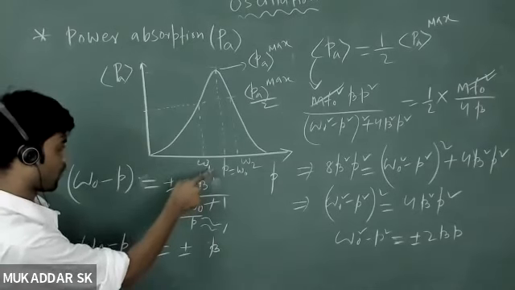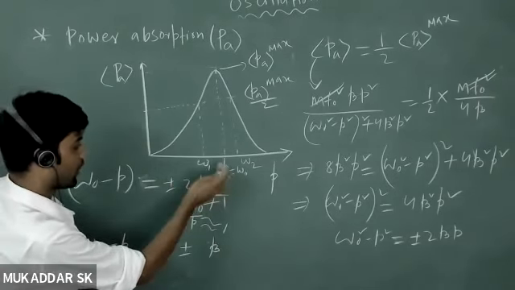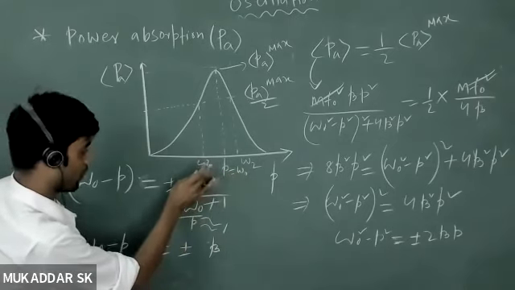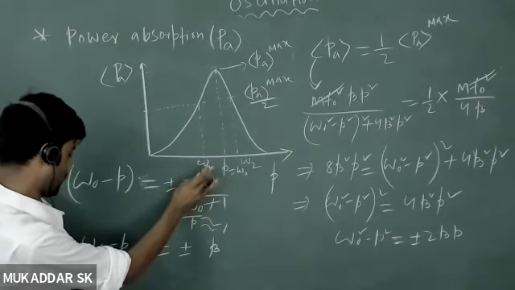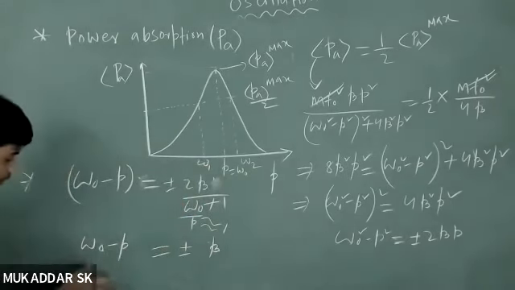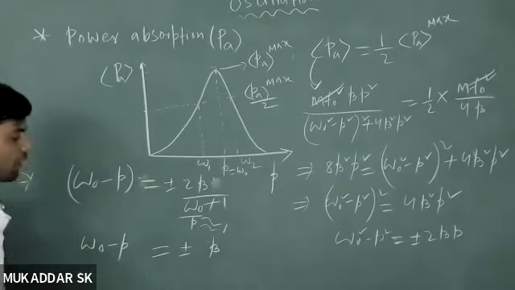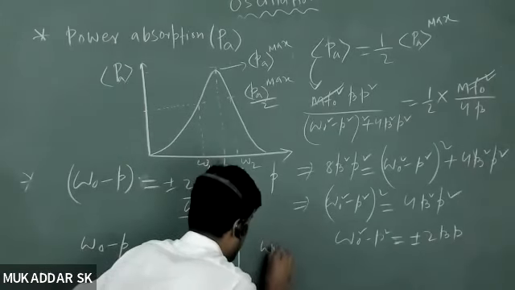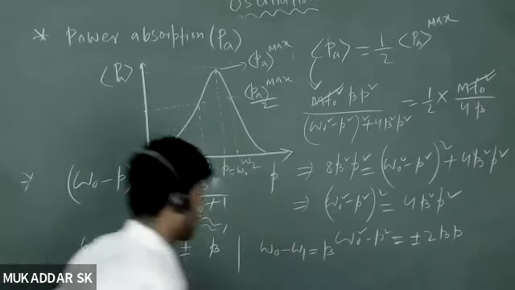Yes, sir. Because omega naught is bigger as compared to omega 1. So when you take driving frequency equal to omega 1, in that scenario you will get omega naught minus omega 1 equals beta. So what I am trying to say, omega naught minus omega 1 will be equal to beta.